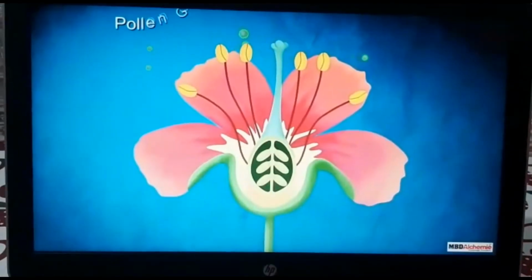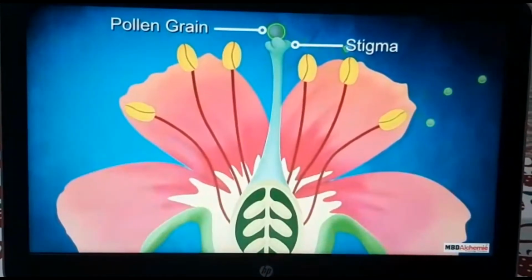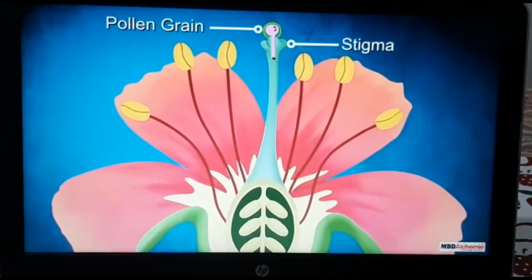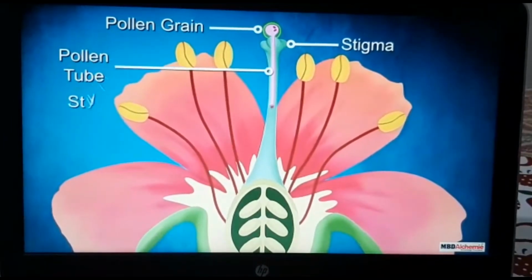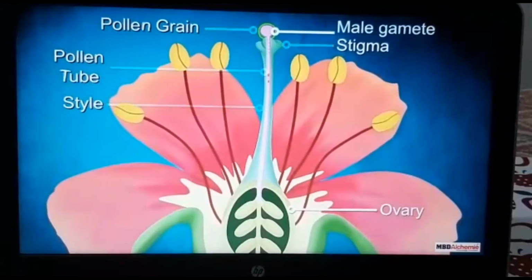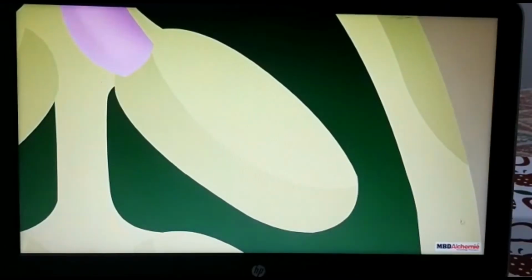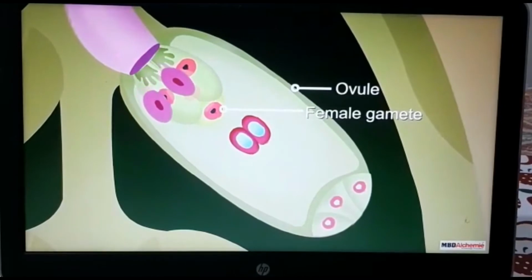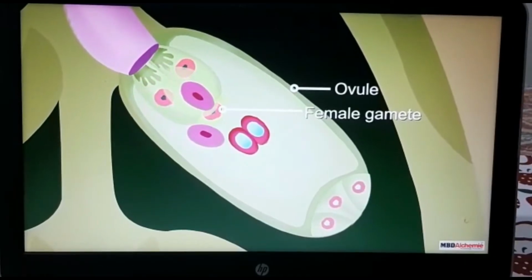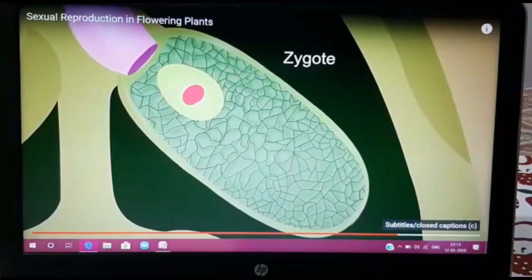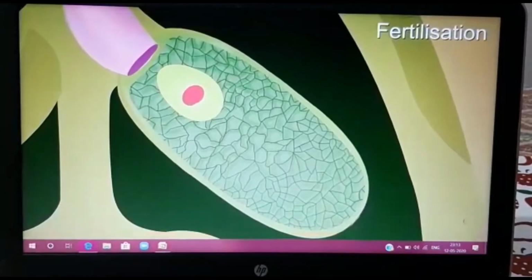Once a pollen grain reaches the stigma of a suitable flower, a tube grows from the pollen grain. This tube travels through the style and reaches the ovary. The male gamete from the pollen travels in this tube and reaches to the female gamete present in the ovule of the ovary. After that, the male and the female gamete fuse together to form the zygote. This process of fusion of male and female gametes is called fertilization.